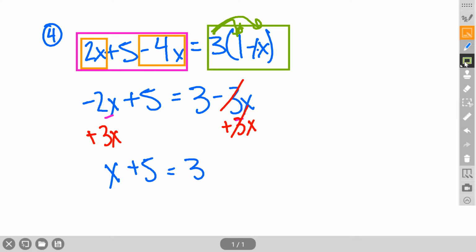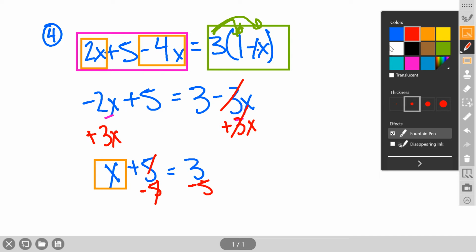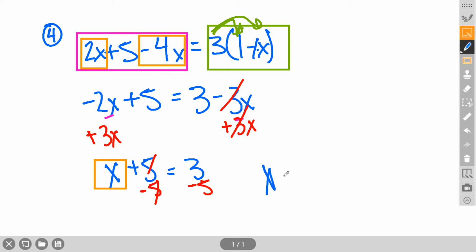And at this point, it's pretty easy to solve for the x now, because the only thing over there with the x is the plus 5. So I can get rid of the plus 5 by subtracting it. And I get my solution, x equals negative 2. This should be the number that causes both sides to be the same.